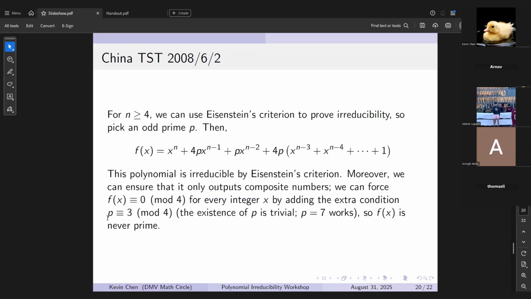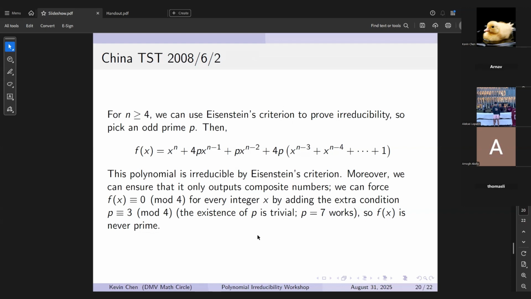And one final tiny tweak is that the existence of p is trivial because clearly the prime number 7 satisfies 3 mod 4. So yeah, we can construct an infinite family for this problem.